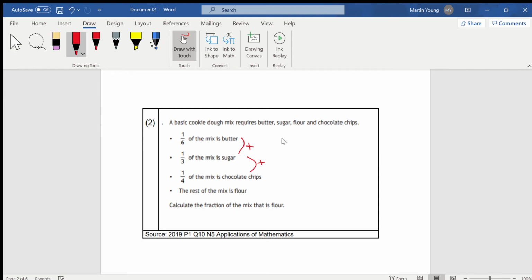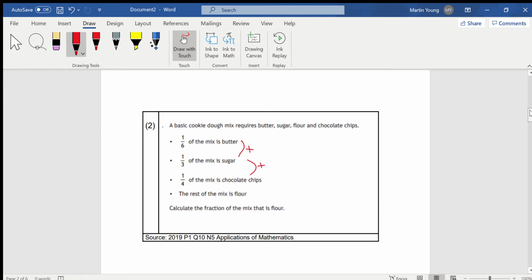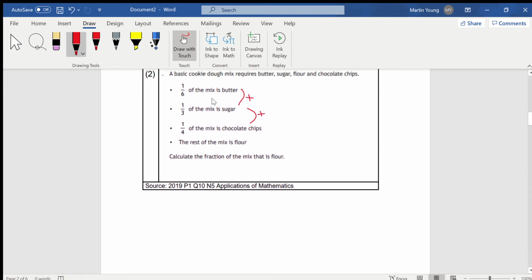Now, a couple of things that I can do when I'm adding fractions. I'm trying to add a sixth, a third and a quarter. What I'm looking for, okay, and I can either add all 3 numbers together or I can add them up at the one time.